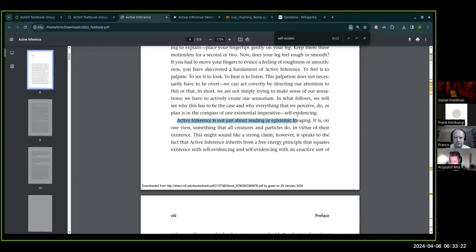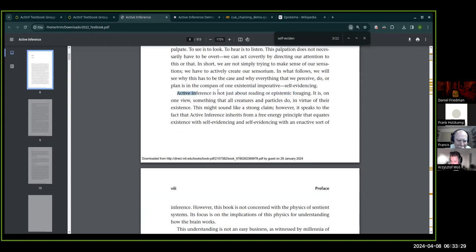This is funny also, in chapter 10, now to come back to the preface. I guess this is written by Karl. It's not just about reading. The free energy principle equates existence with self-evidencing.